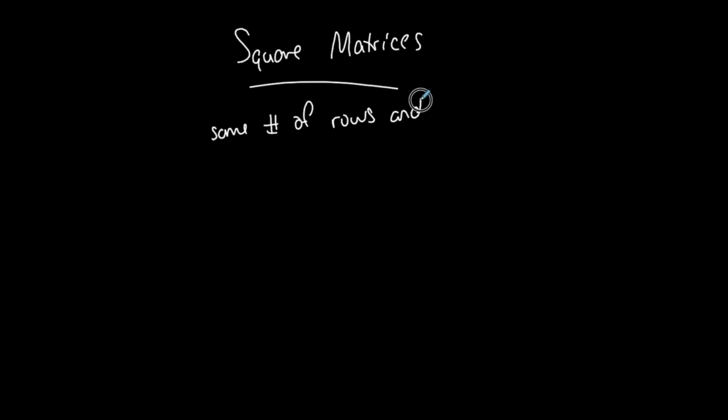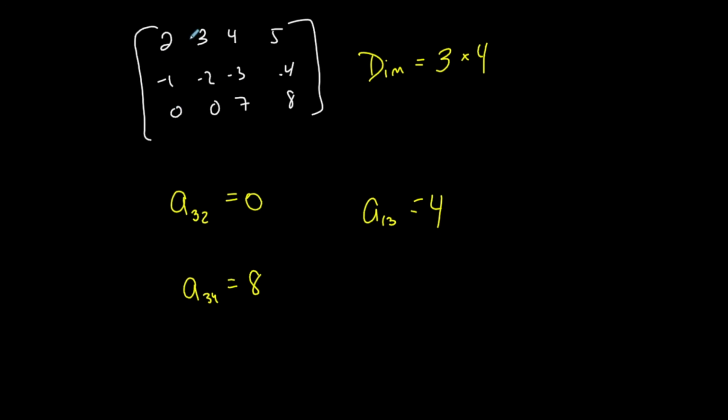Square matrices have the same number of rows and columns. So 2, 4, 7, 8 is a square matrix. This is a 2 by 2 matrix. Has 2 rows and 2 columns. This one is a 3 by 4. This is not a square matrix because it does not have an equivalent number of rows and columns.